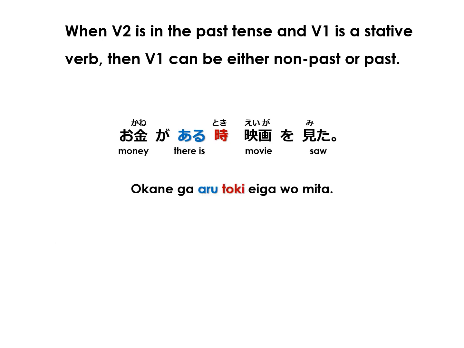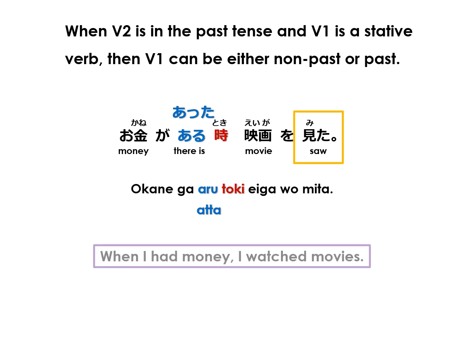Another example, お金がある時、映画を見た. Our main verb is in the past tense, 見た or saw, and our V1 verb is ある, to exist for non-living things, which is also a stative verb. So we can also use the past tense of ある, あった, and say, お金があった時、映画を見た. It means, when I had money, I watched movies.